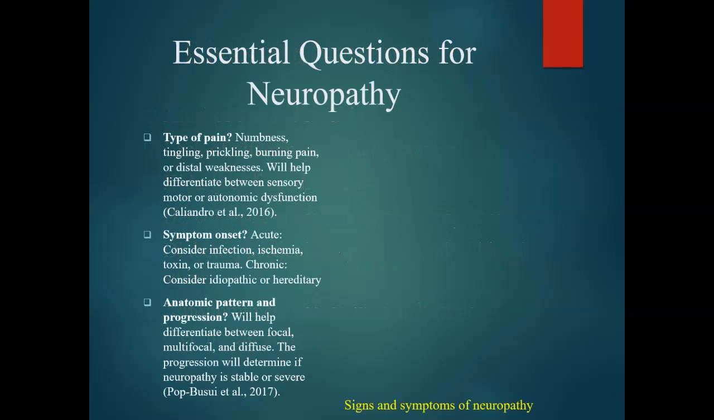Essential questions for neuropathy that you want to ask during your history taking: the type of pain, numbness, tingling, prickling, burning pain, or distal weakness. This will help differentiate between sensory, motor, or autonomic dysfunction. Another question would be symptom onset. If acute, usually consider infections, ischemia, toxins, or trauma. If it's chronic, you want to consider idiopathic or hereditary causes.